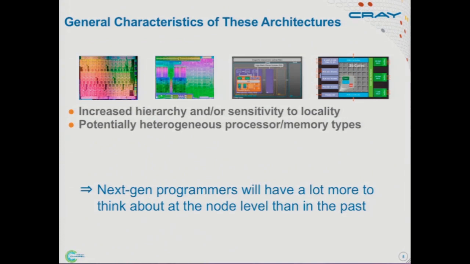Most of these designs have either increased hierarchy within the processor or at least increased sensitivity to locality. You have to be more aware of what's here and what's there within a compute node, whereas typically we haven't had to worry about that as much. And some of these designs start to introduce heterogeneous processor and memory types. So you start off thinking about, I want to run this on processor type A versus B, or I want to store this in memory type X versus Y. The point here is that next generation programmers, which is hopefully all of us in this room, will suddenly have a lot more to think about within the node than we have in the past.